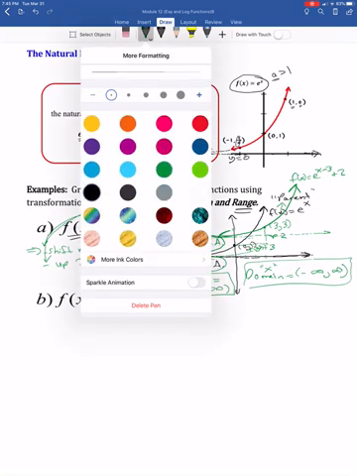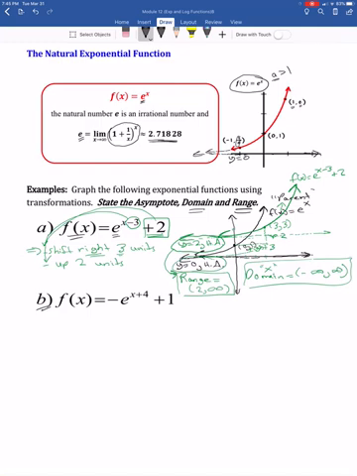All right, let's take a look at the second example. Let's do one more, Example B. Let's go through its characteristics. With that said, let's look at the parent model.